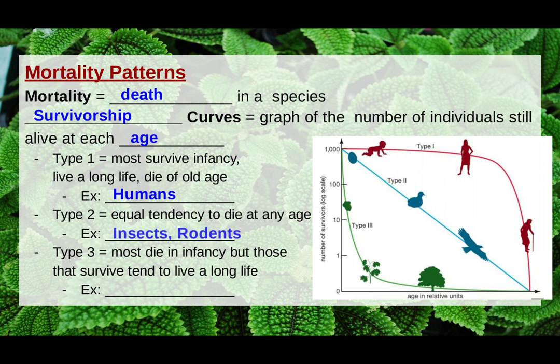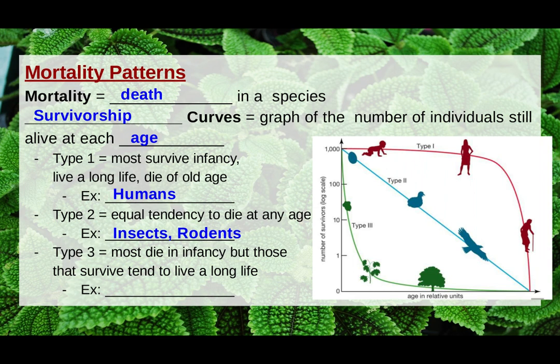Type 2 have an equal tendency to die at any age. So things like insects, rodents, or some birds, they could die very, very young. They could die at any point in their growth stage. They could also live to die from old age. But like insects, if a mosquito comes and bites me, it doesn't matter if it's a baby mosquito or a gigantic adult senior mosquito. If it bites me and I can kill it, it's going to die. It has an equal chance. Rodents, if a hawk is swooping up top and sees it, it doesn't matter how big it is, it's going to be taken out of the population.